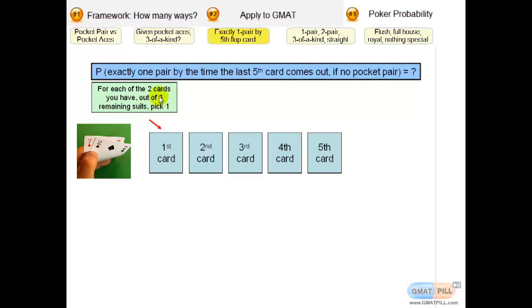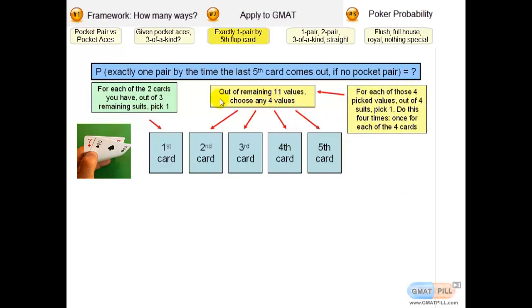So for each of these 2 cards that you have, out of the 3 remaining suits for each of them, pick 1. So that would be one of the cards. Then you would have to consider the possibility that all these other 4 cards are just random values. You could pick any 4 values, and they can't be the same, otherwise that would become a pair. So you only want 1 pair, and it has to pair with what you have in your hand. Or it can pair on the board later. But we'll take that into account in just a second.